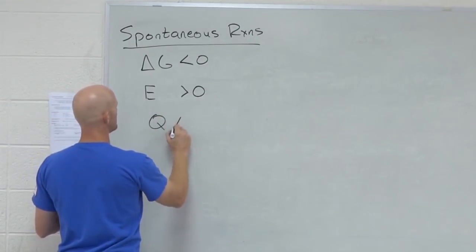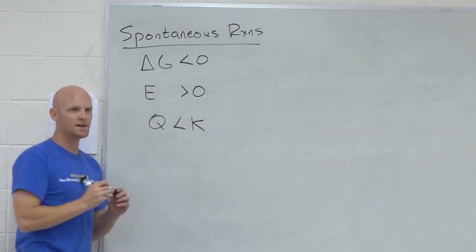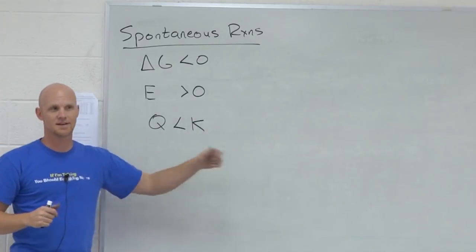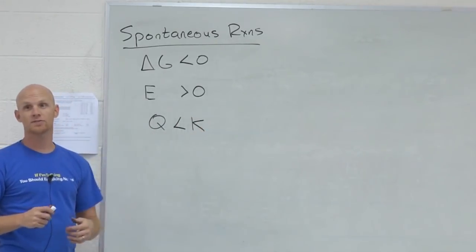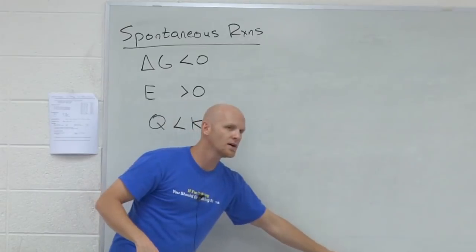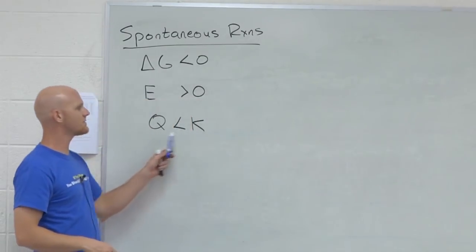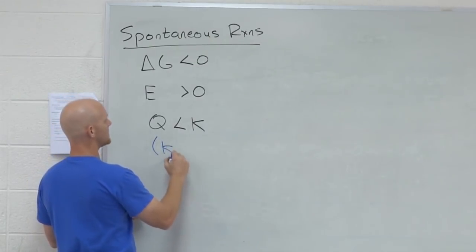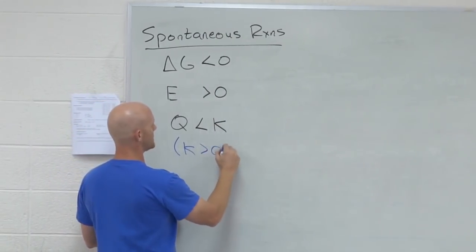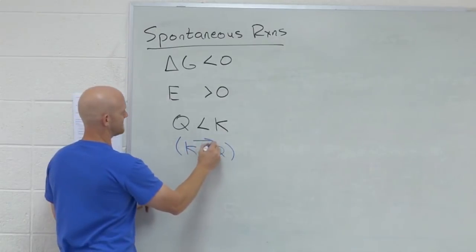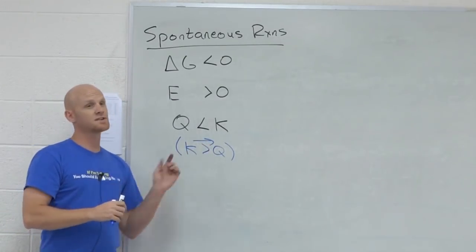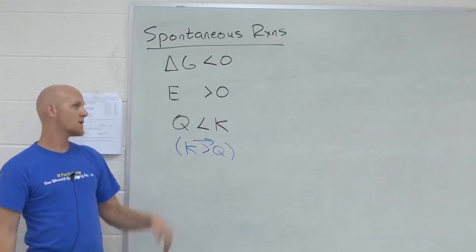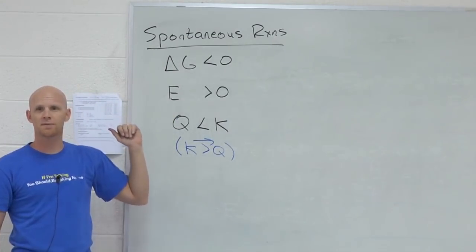When Q is less than K, that means that the reaction needs to shift to the right. And shifting to the right means it's spontaneously going to the right. If you recall, I wrote it as Q less than K because this is how we'll often look at it. But how did I tell you to write it to figure it out? Alphabetical order, which is K greater than Q, and which way does that mean it shifts? To the right. And again, shifting to the right means it's spontaneous left to right, as it's written. So any one of these three being true would mean it's spontaneous.